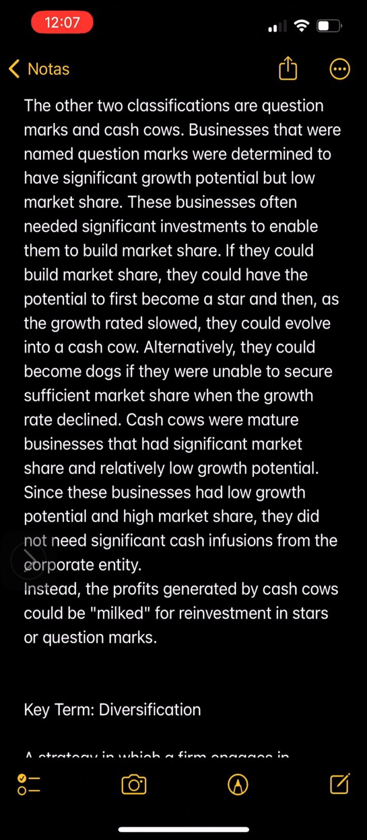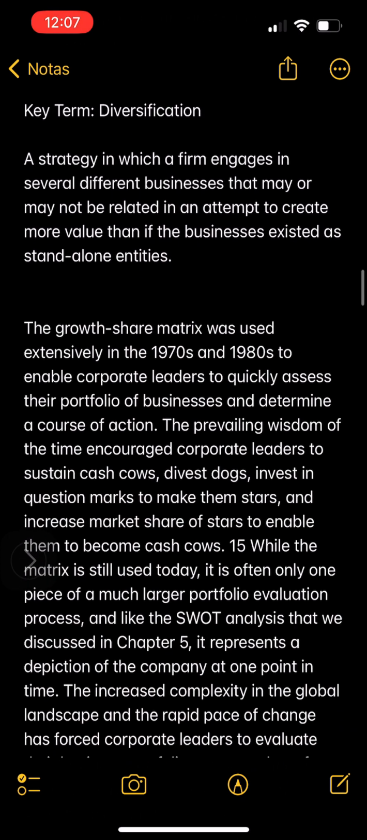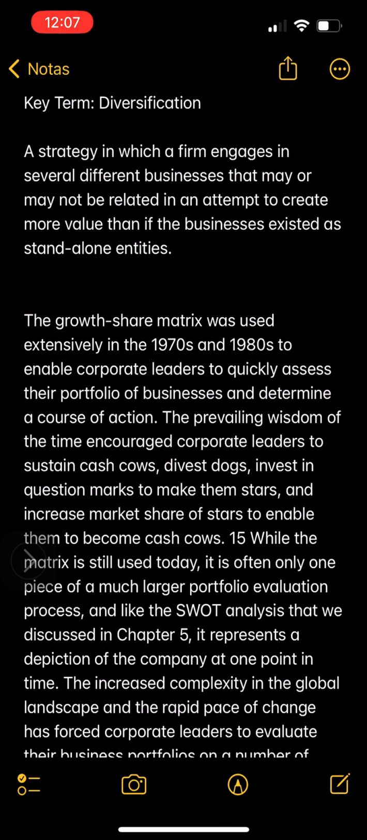Key term: diversification, a strategy in which a firm engages in several different businesses that may or may not be related in an attempt to create more value than if the businesses existed as standalone entities.